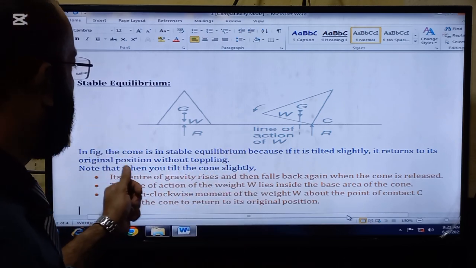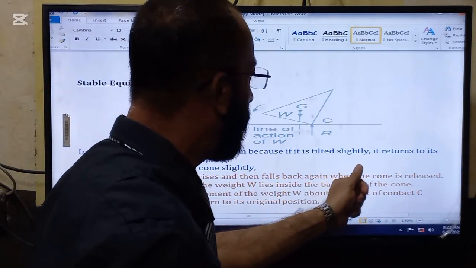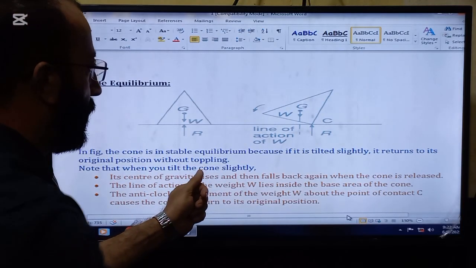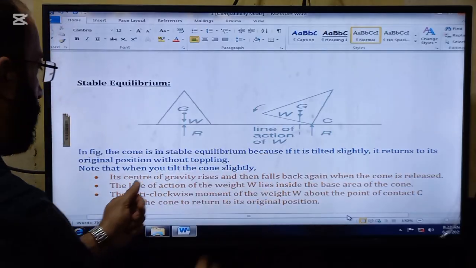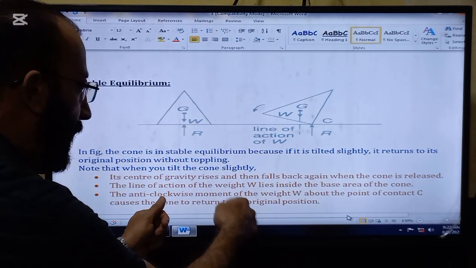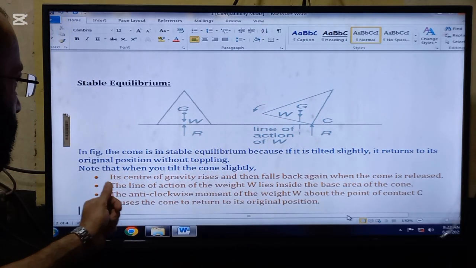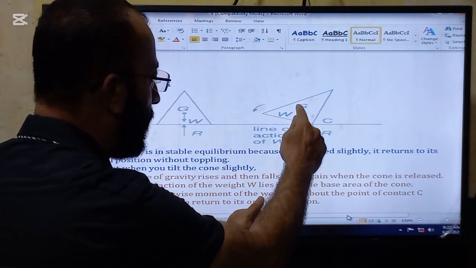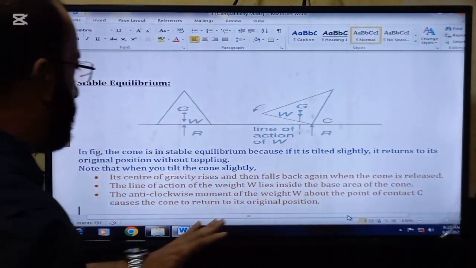In the figure, the cone is in stable equilibrium because if it is tilted slightly, it returns to its original position without toppling. So if we disturb it slightly, it will come back to its original position. Note that when you tilt the cone slightly, these properties actually happen in stable equilibrium. First, its center of gravity rises and then falls back. Look, the center of gravity rises and then falls back again when the cone is released.